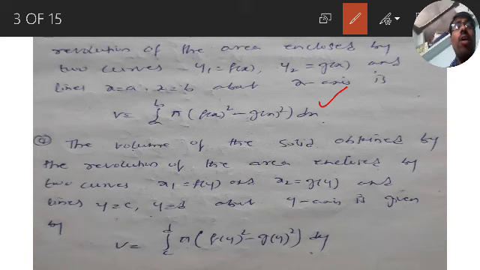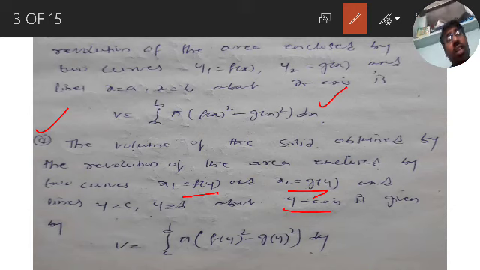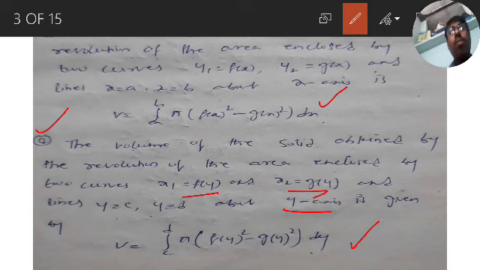Similarly, if the area between the two curves f of y and g of y is rotated about the y axis, then the volume generated is given by integration c to d pi into upper curve square minus lower curve square into dy, that is pi into f of y square minus g of y square into dy. So these are the formulas. Are you getting it, guys?